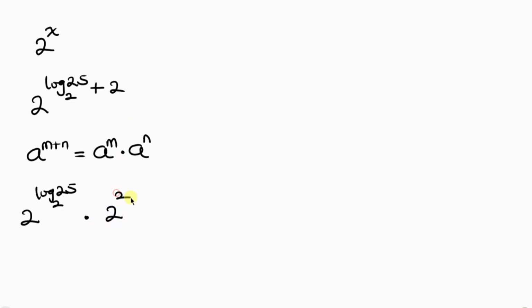times 2 to the 2. Now there is a property of logarithm that says when the base here and the base here are the same, the result will be this number here, 25. So I'm going to be having 25 here times 2 squared, which is 4, and 25 times 4 is 100, which is equal to the right hand side. So our value of x equal to log 25 base 2 plus 2 is actually correct.